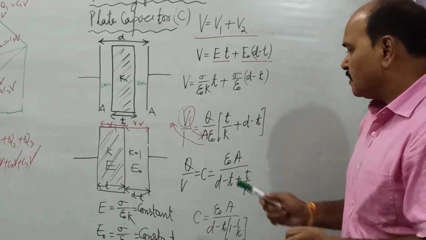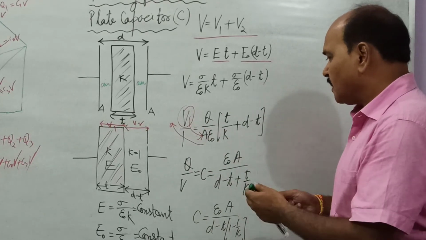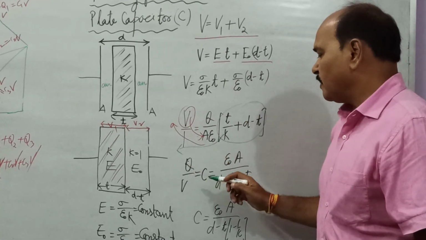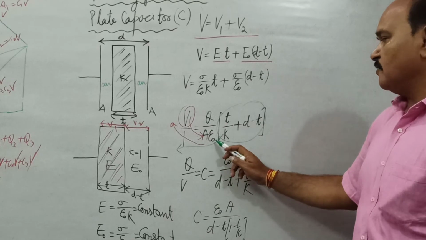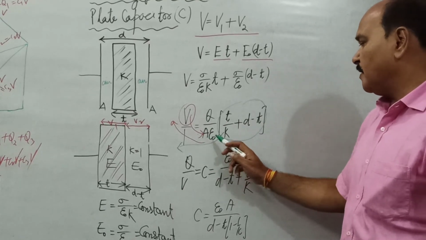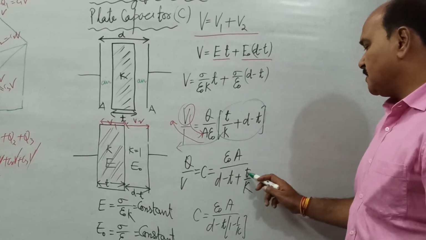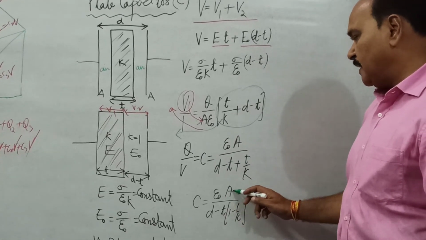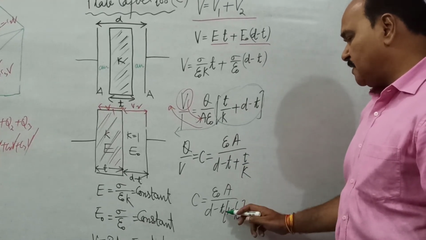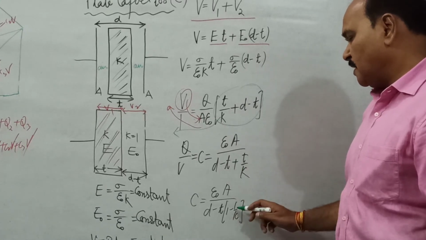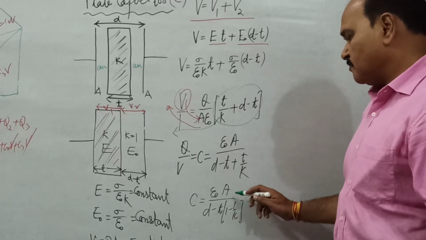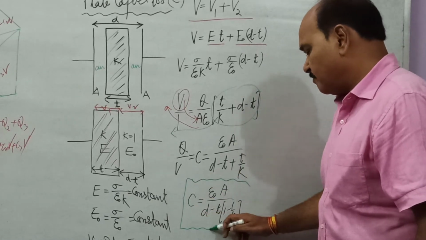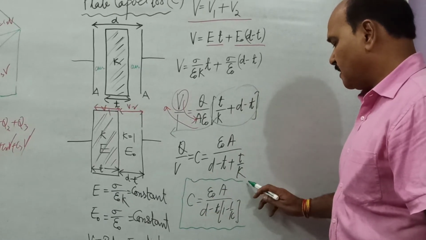So what do we get? Q upon V is equal to epsilon naught, and this whole quantity has to go down. Well, Q upon V is going to be epsilon naught A upon d minus t plus t upon K. We can also write it as epsilon naught A upon d minus t, taking minus t common, so we get 1 here, and we get here minus 1 upon K. So this is the capacitance of a partially filled parallel plate capacitor.